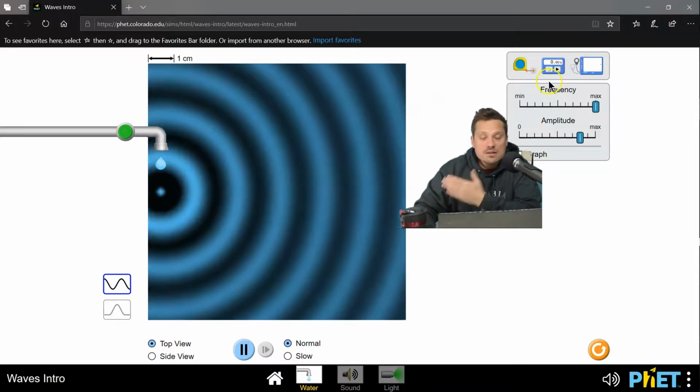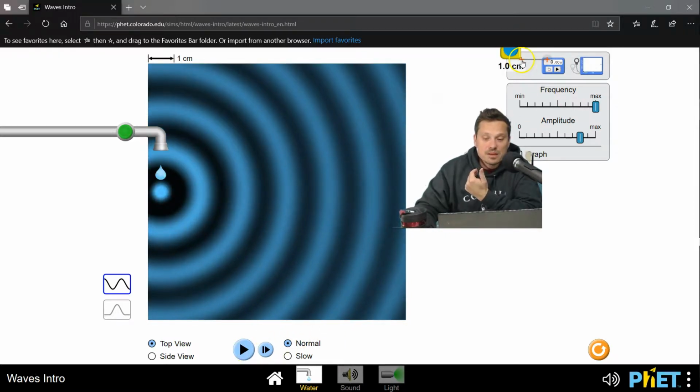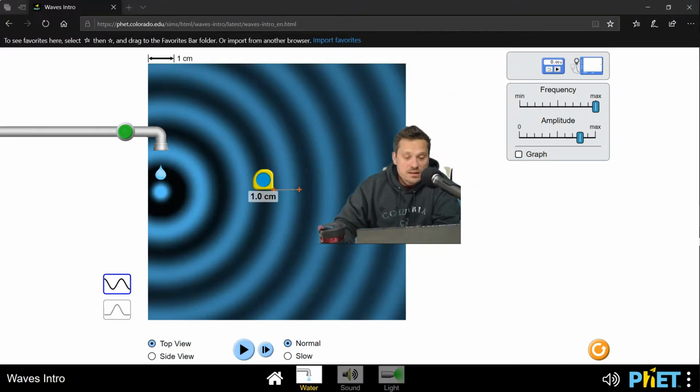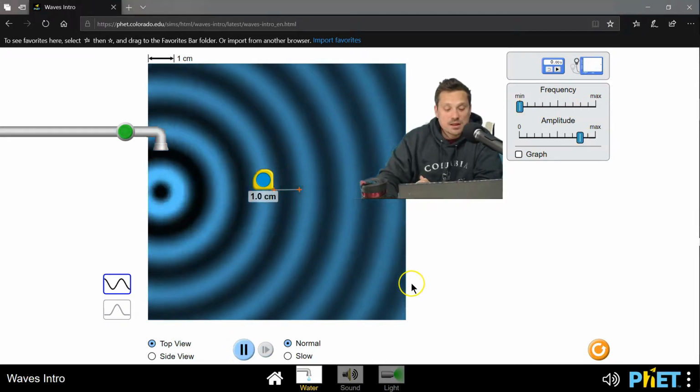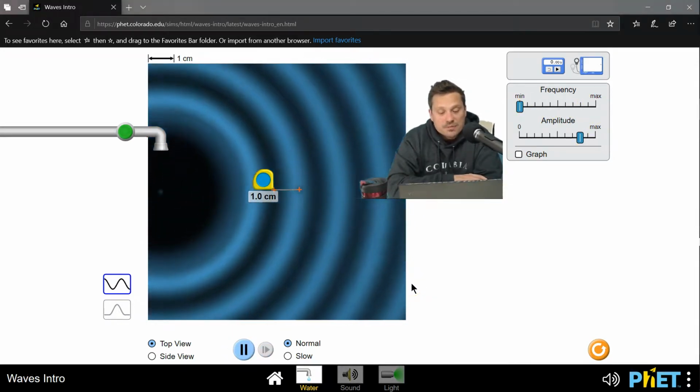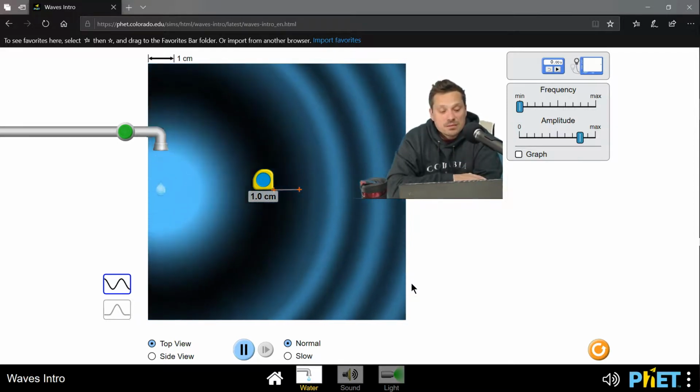Take a look. If you decrease the frequency, if I pause this for a second, let me take my measuring tool here, and if I measure over here, right now the frequency is at a max. So when I measure this, it's about 1 centimeter across this way. See the blue area that is. So let's see what happens when I make the frequency as small as possible. Keep that in mind. I'm going to make this as small as possible. Hit play. Give it a little bit of time, and then we'll freeze it at some point in time.